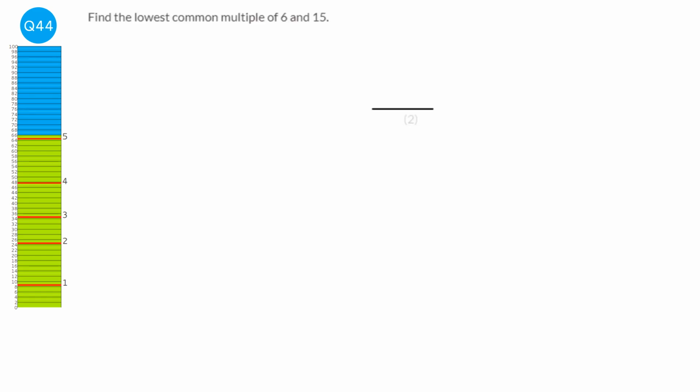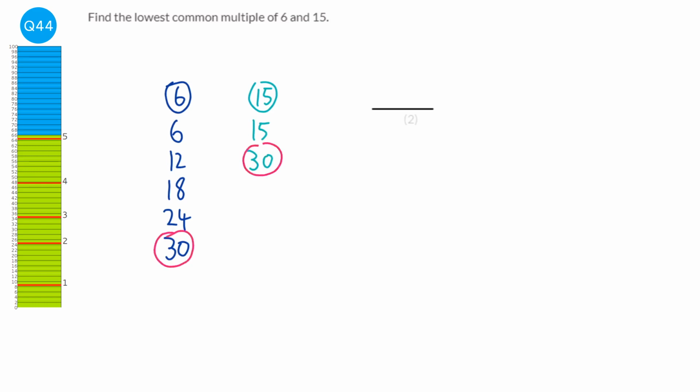To find the lowest common multiple of two numbers, we are going to write out the times tables for each of them. So the 6 times table is 6, 12, 18, 24, 30. And we're going to do the 15 times table. So 15 times table is 15, 30. And we can actually stop there because we're looking for the lowest number that is in both times tables.